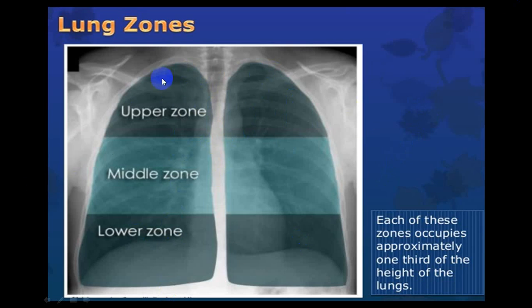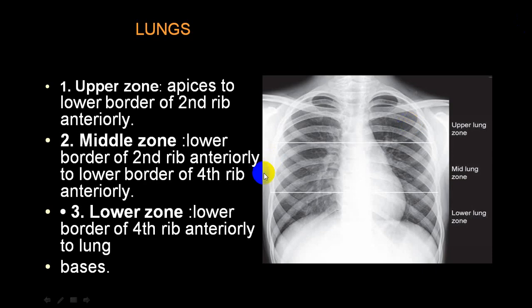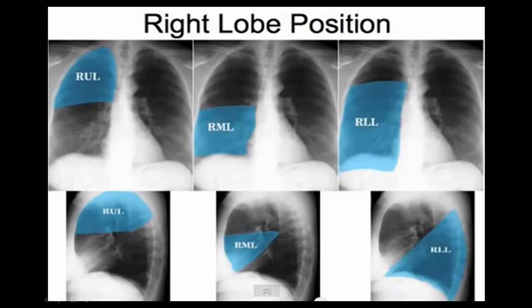Otherwise, you will always have to take a lateral view to identify whether it is the upper lobe, middle lobe, or lower lobe, and on the left side the lingular lobe, upper lobe, lower lobe, etc. Roughly this is the way you divide: upper 1/3, middle 1/3, lower 1/3. The upper 1/3 is from the apices to the second rib anteriorly, the middle is up to the fourth rib anteriorly, and the lower is below the fourth rib anteriorly. So this will be the upper, middle and lower zone, and this is the best way to divide.